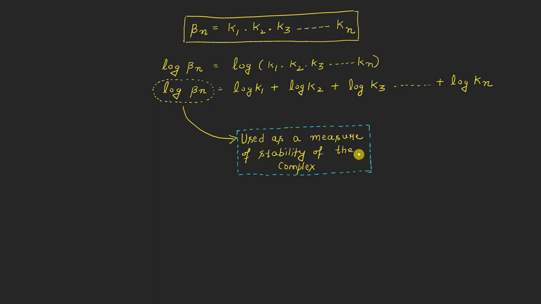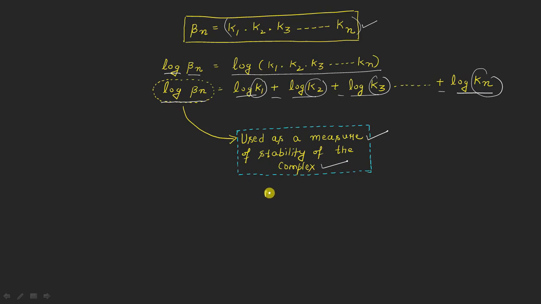Continuing further, we have that same equation here, and if we take the logarithm of this equation, say the log of beta n and the log of this whole part here, and open this logarithm, it will be log of K1 plus log of K2 plus log of K3, and so on up to Kn, right? Because K1, K2, K3 and Kn are the stepwise stability constants, the logarithm of beta n, which is a sum of all these log K's, is a measure of the stability of that complex, right?